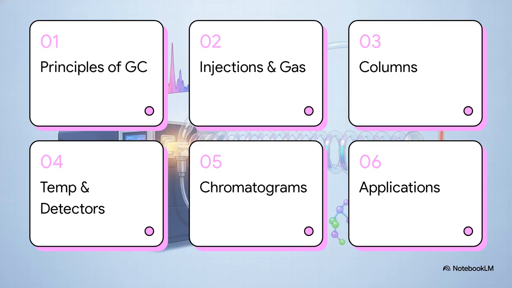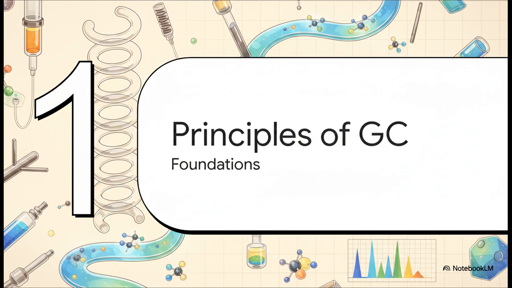We'll start with 1. Principles of gas chromatography. Then, 2. Injections and carrier gases. 3. The separation race, columns. 4. Temperature control and detectors. 5. Reading the chromatograph. And finally, 6. Real-world applications. All right, let's kick things off with Section 1, Principles of Gas Chromatography.